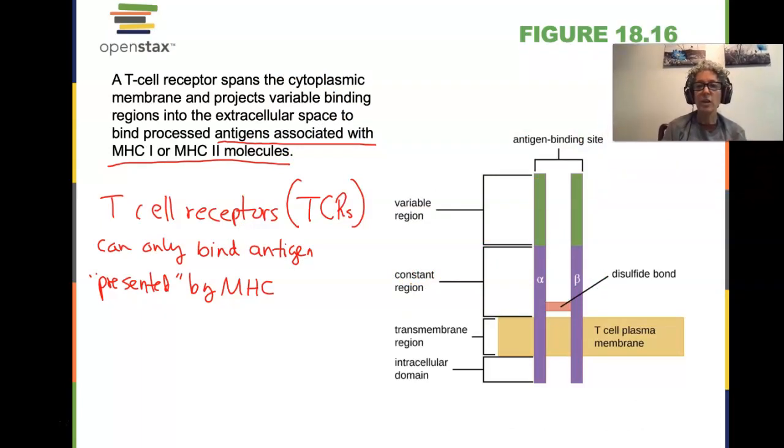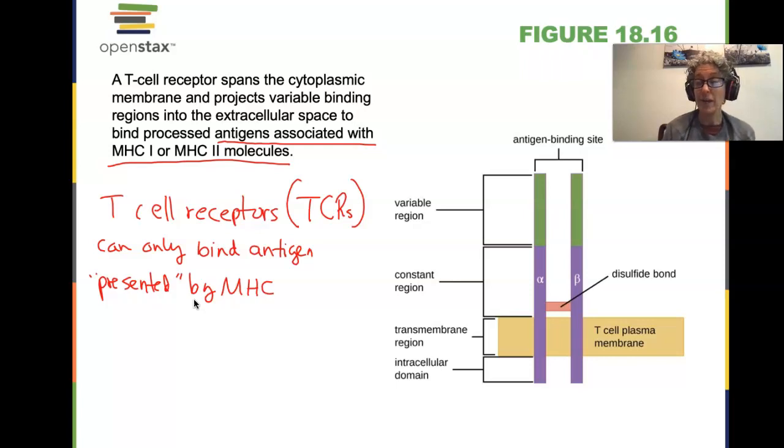So antibodies are those little forks. They go out and bind to antigens. But T cells will bind also to antigens that are presented when they're stuck to either the major histocompatibility complex 1 or 2. And they're abbreviated TCR for T cell receptor. So they can only bind antigen if it's on a cell with the major histocompatibility complex.